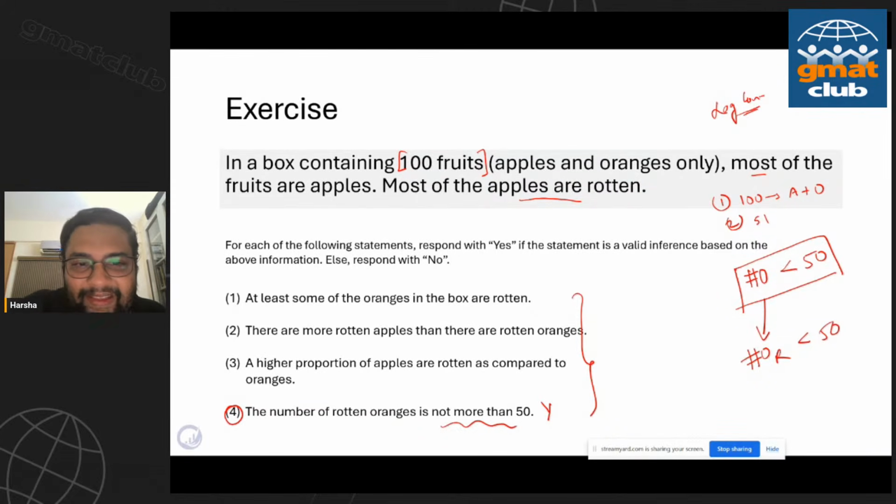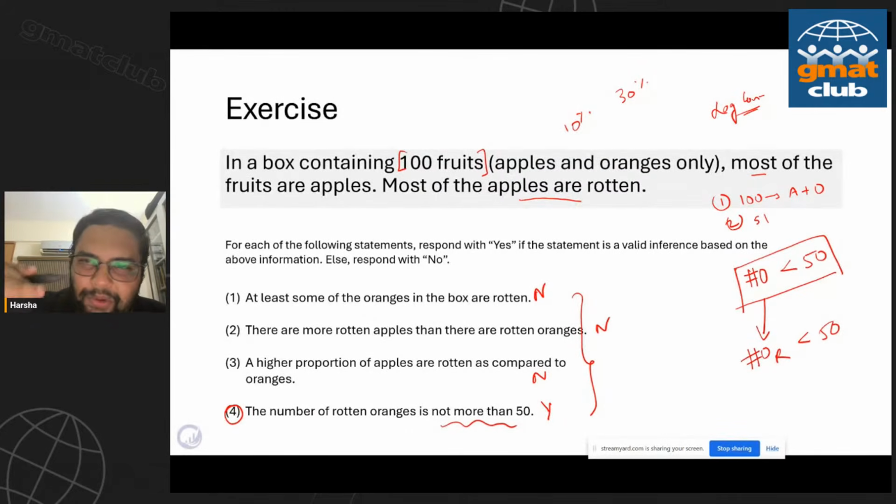The rest is no. Can I say some of the oranges are rotten? I have no idea if any of the oranges are rotten. Reject this. There are more rotten apples than rotten oranges. Again, all of you are right to reject this. We have no idea. Higher proportion of apples are rotten? No. All I told you is among the apples, most of them are rotten. But it's possible that only 10% of apples are rotten, and on the other hand, some 30% of oranges are rotten. That's also possible. Nobody's stopping any of it.